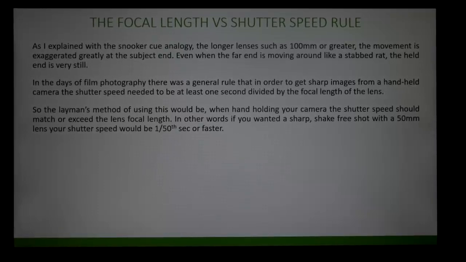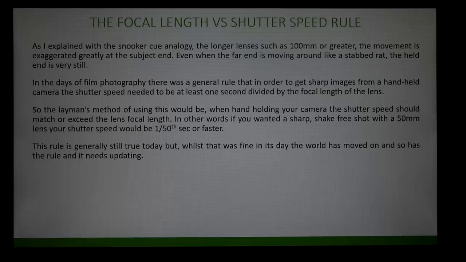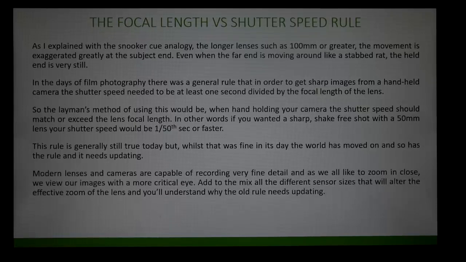So the layman's method of using this would be, when hand-holding your camera, the shutter speed should match or exceed the lens focal length. In other words, if you wanted a sharp, shake-free shot with a 50mm lens, your shutter speed would be 1/50th second or faster. This rule is generally still true today, but whilst that was fine in its day, the world has moved on and so has the rule, and it needs updating.